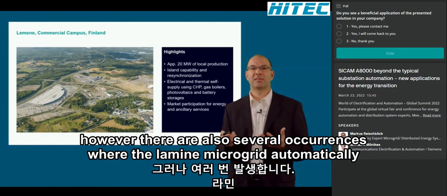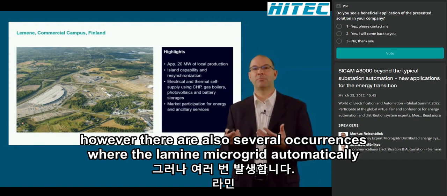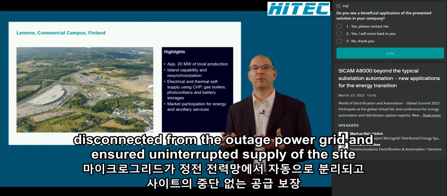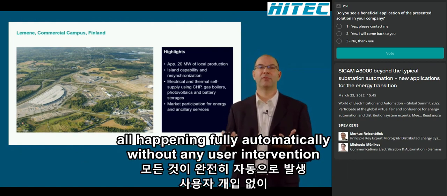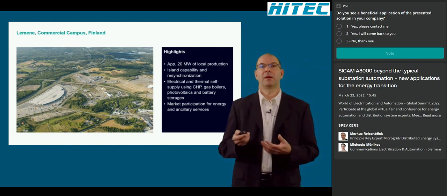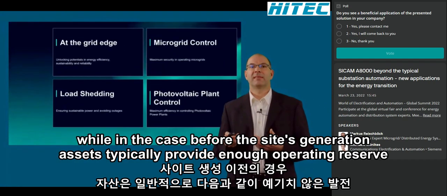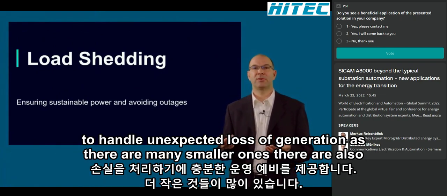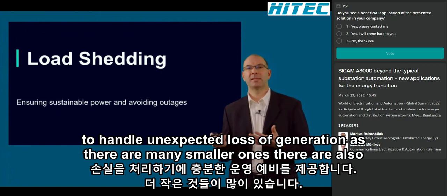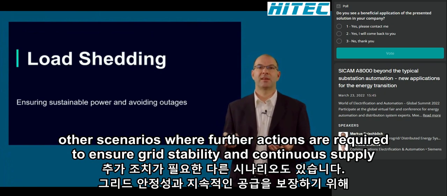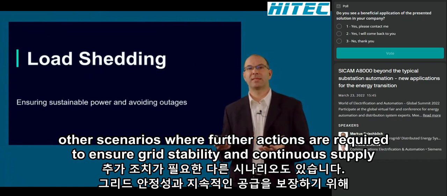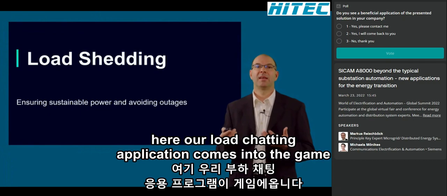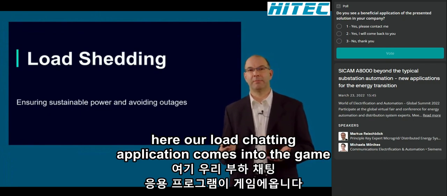However, there were also several occurrences where the Lemene microgrid automatically disconnected from the outage power grid and ensured uninterrupted supply of the site. All happening fully automatically without any user intervention. While in the case before, the site's generation assets typically provide enough operating reserve to handle unexpected loss of generation, as there are many smaller ones, there are also other scenarios where further actions are required to ensure grid stability and continuous supply. Here our load shedding application comes into the game.